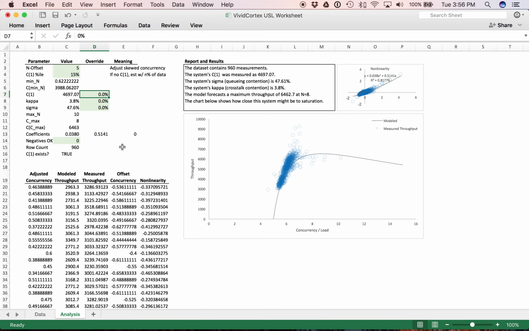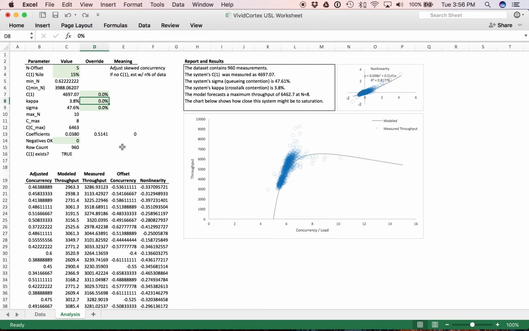For example, if we think that it's underestimating that value of capacity of 1, then we could add, for example, another 20% to it, and you'll see how the model changes for that. And just to illustrate, sometimes the model actually says that the contention or crosstalk parameters are negative, and those are sort of unphysical, or not totally unphysical, but a little bit beyond the scope of this.